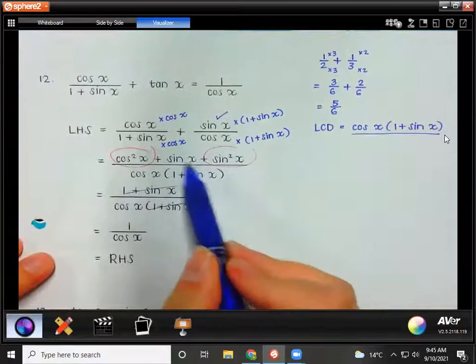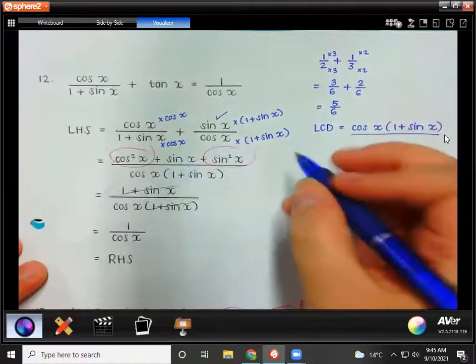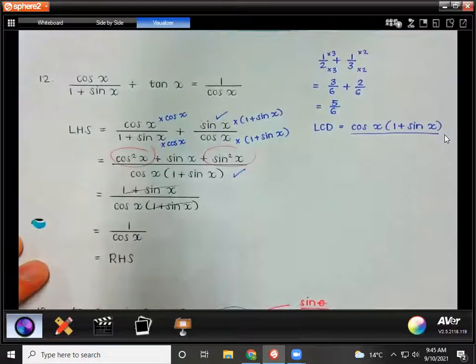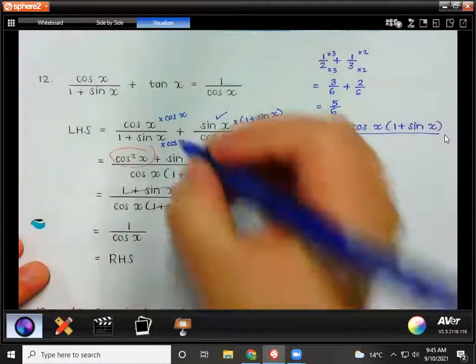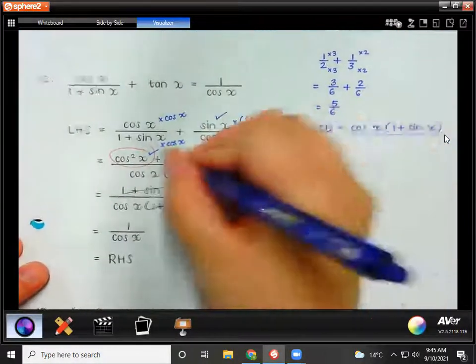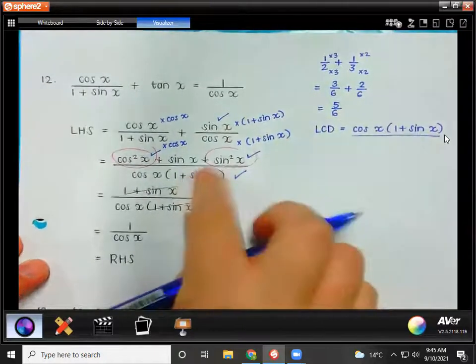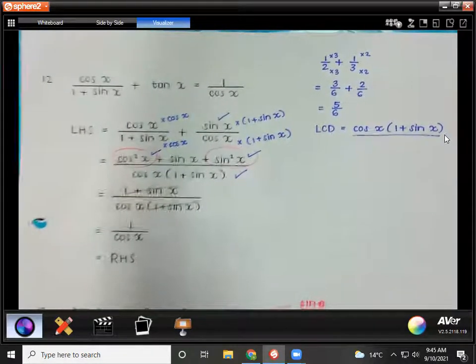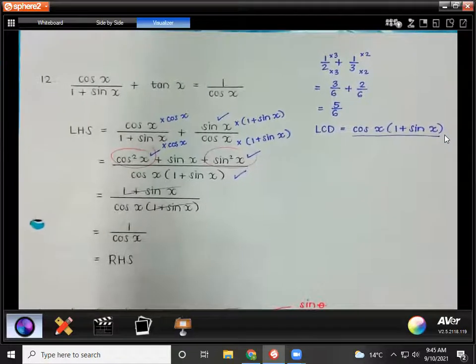All right, so guys, there will also be many marks for this step. You will get a mark for having the correct LCD. You will get a mark for your cos squared x, and then you'll get 1 mark for both of those terms, so for multiplying the numerators correctly as well. So that would be 4 marks already, just for getting to that point.